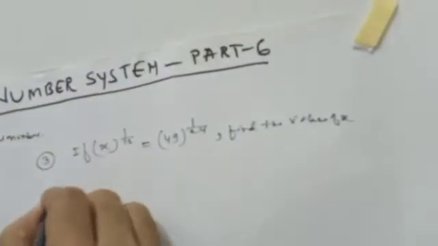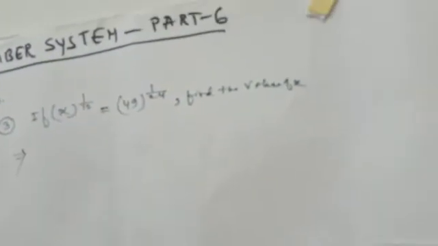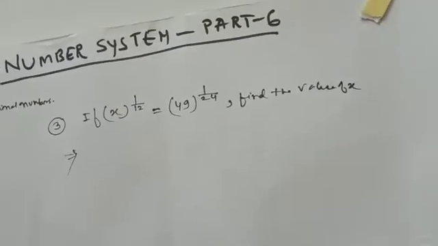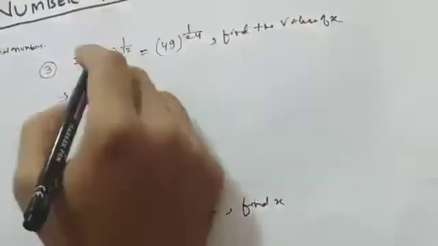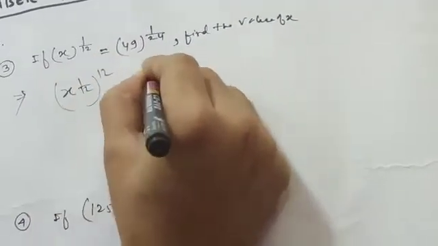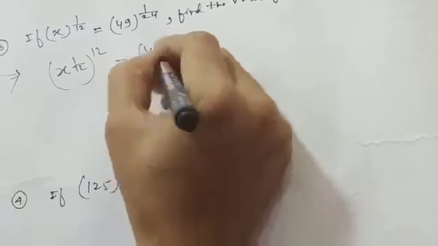Now look at the third one. See here, we want the value of x and the power is 1 by 12. So better you take the 12th power, you take the 12th power of both sides. x to the 1 by 12th power, you take it on both sides.